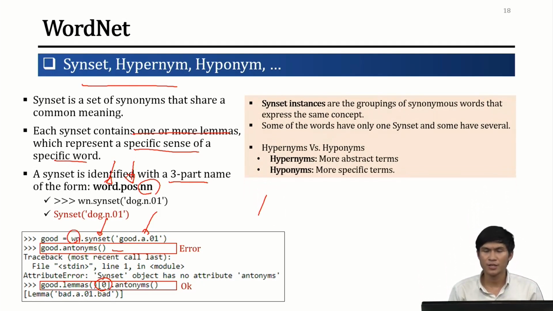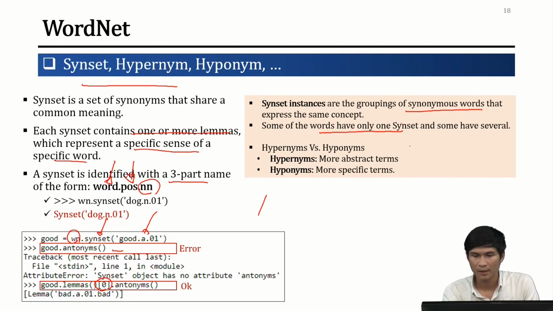And there is some more information regarding the synset. Synset instances are groups of synonymous words that express the same concept. So what does it mean? It has many synonym words, right? However, they all express the same concept in a particular meaning. Some words have only one synset, or they can have many of them. And we will see how we can implement this, how we can find the hypernym or hyponym of words, with hypernym referring to the abstract terms, or general terms, and hyponym referring to the specific terms.